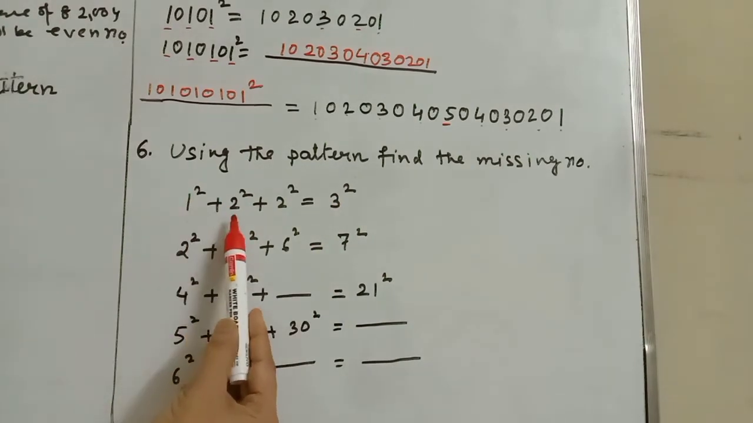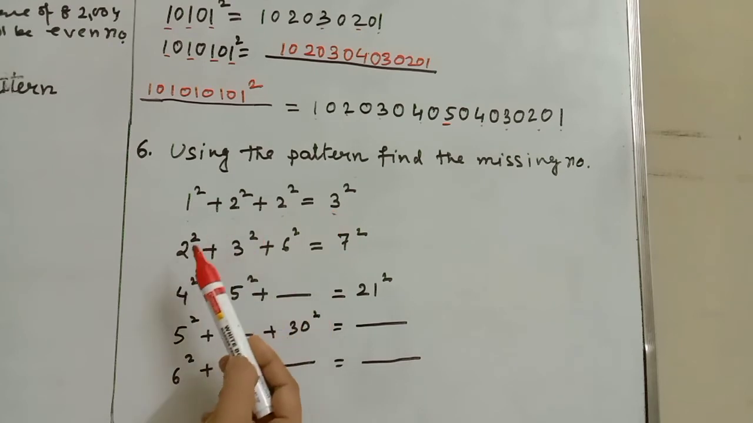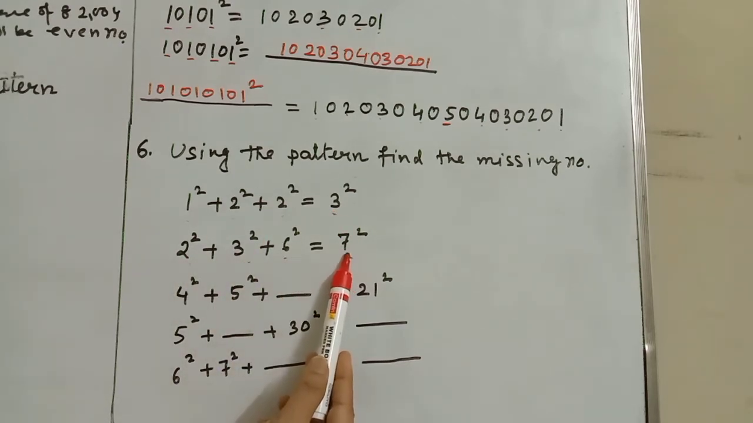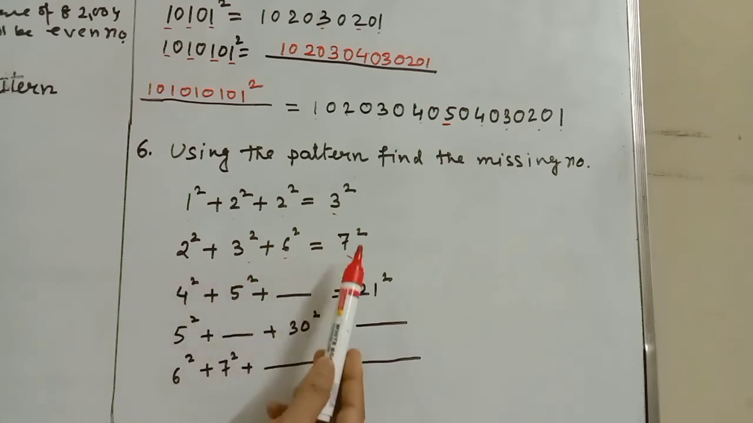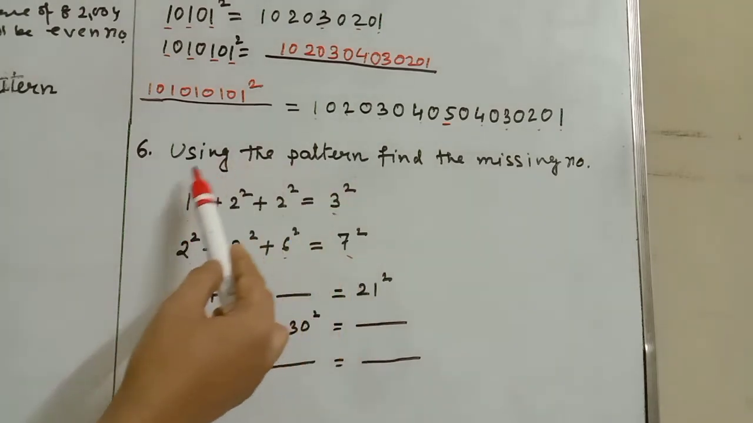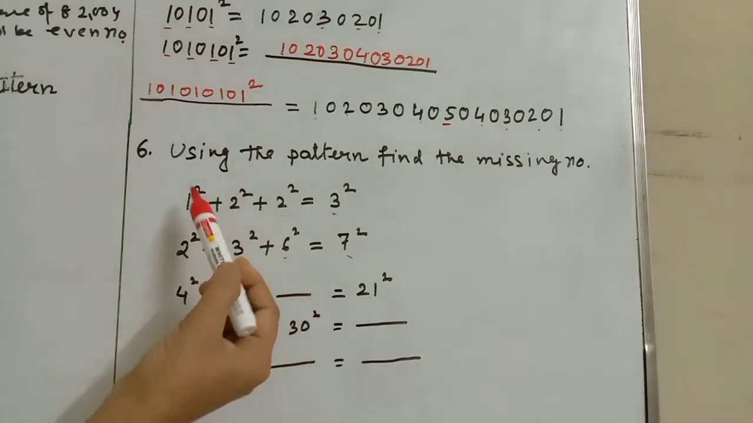1 square plus 2 square plus 2 square is equal to 3 square. Very good. Then 2 square plus 3 square plus 6 square is equal to 7 square. Try to understand the pattern. 4 square plus 5 square plus dash square is equal to 21 square. If I understand the pattern, then only I can fill this one. Now how can you find this one?